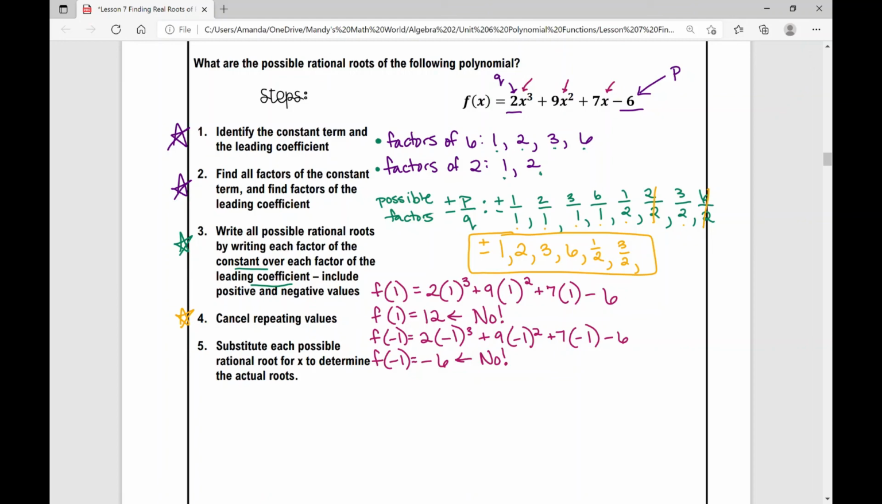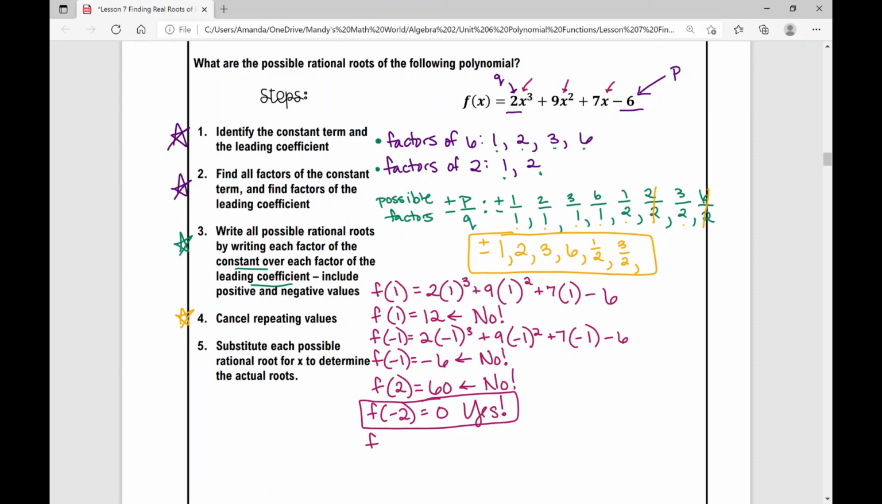So when I plug in, I've already done 1. When I plug in 2 for x, f of 2 is 60. That is not a root. F of negative 2, when I plug in negative 2 for x, I get 0 for y. This is a root. Negative 2 is a root because when I plug in negative 2 for x, I get a 0 value for y.